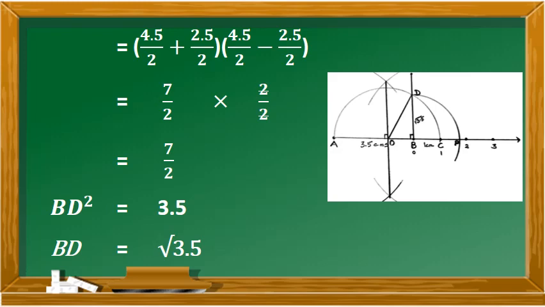Now in 4.5 by 2 plus 2.5 by 2, 2 is the common denominator. 4.5 plus 2.5 gives you 7. So it becomes 7 by 2 into, in the second expression 2 is the common denominator, and again 4.5 minus 2.5 gives you 2. So here 2 and 2 get cancelled. So the solution you will be getting is 7 by 2. So what is BD square? It is equal to 3.5. That is 7 by 2 is equal to 3.5. So BD is equal to, bring the square to the right hand side, square root of 3.5. Hence we have proved that BD is equal to square root of 3.5.